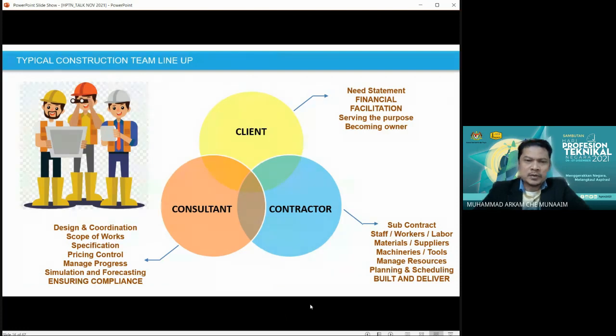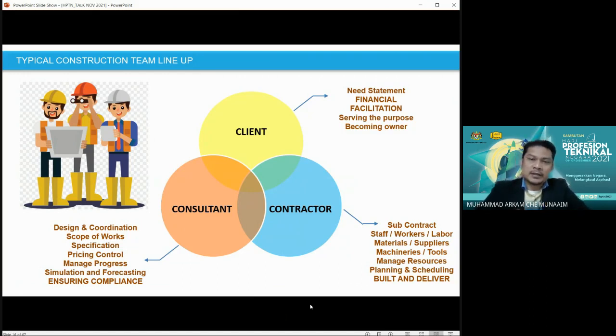Definitely, we can talk about three main important agencies or stakeholders: from the client side, from the consultant side, as well as the contractor side. So these three Cs, client, consultant, contractor, are the minimum that is extremely well understood by our construction personnel. So who is the client?